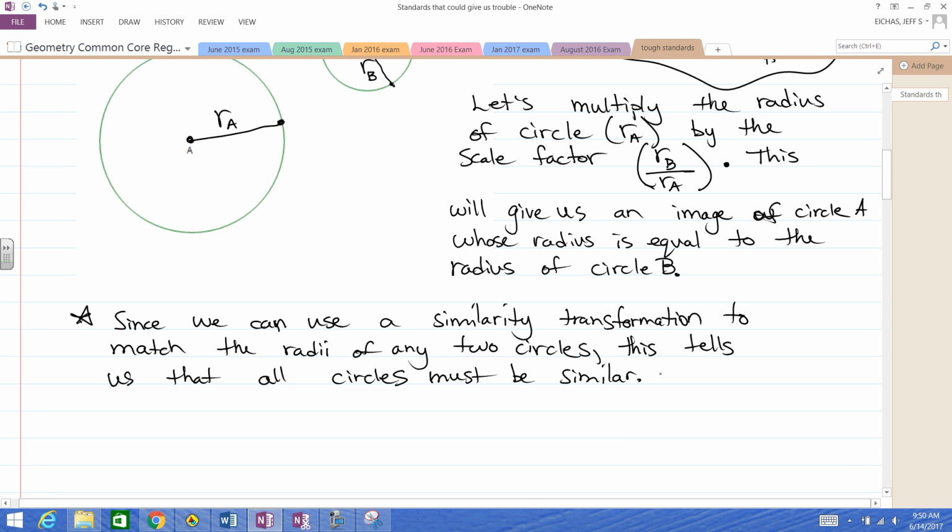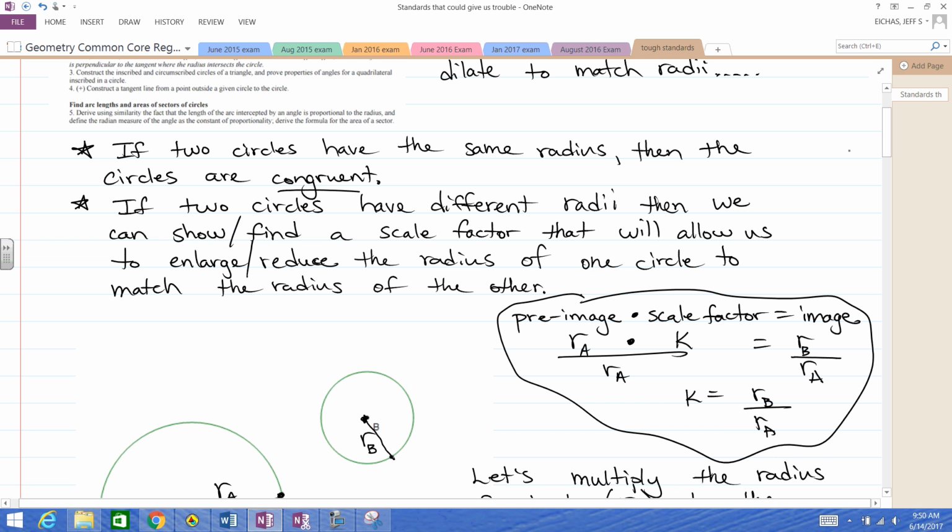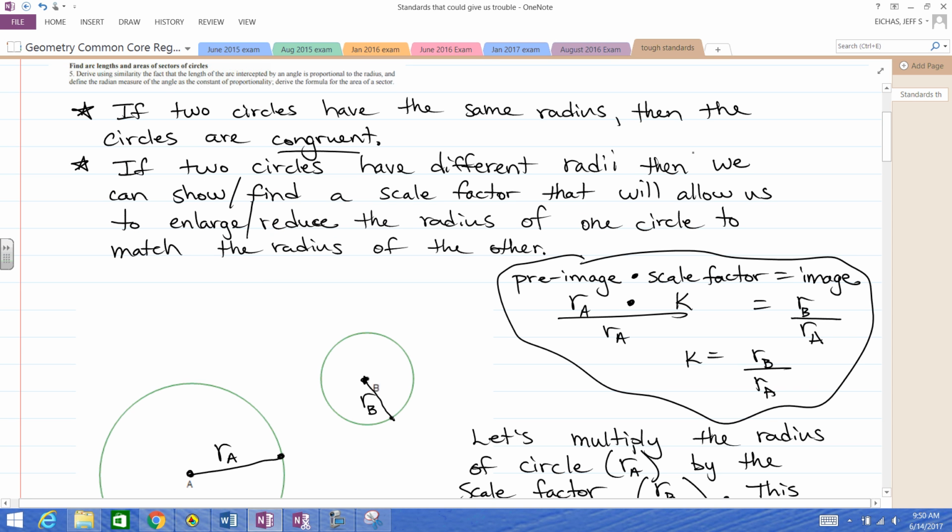Now, this isn't a perfect proof, but there's no way that anybody's going to score this less than full credit. And that's really what you want. You want to communicate the ideas, right? We've communicated if two circles have the same radius, they have to be congruent.